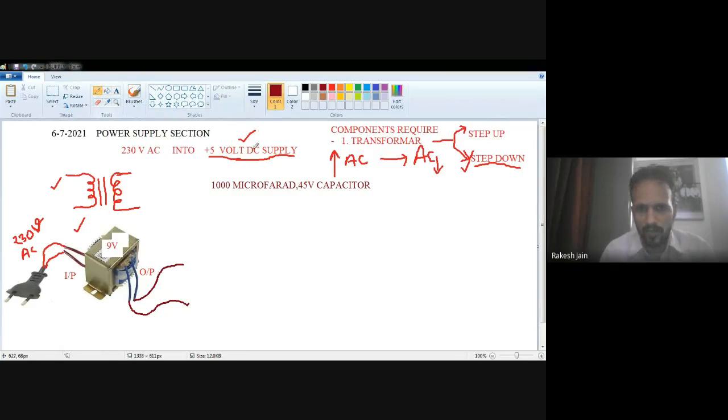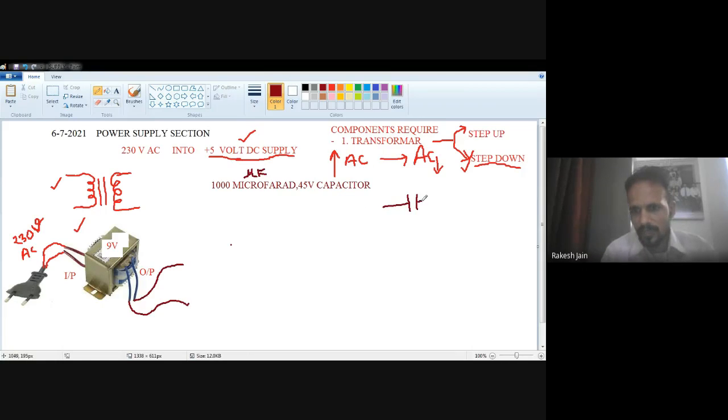The symbol for microfarad is mu. Mu is the symbol for micro, and F for farad. So 1000 microfarad, 45 volt, or 1000 microfarad, 60 volt, or 1000 microfarad, 63 volt, any of these will work. So the basic component is the capacitor. The symbol for the capacitor is this.